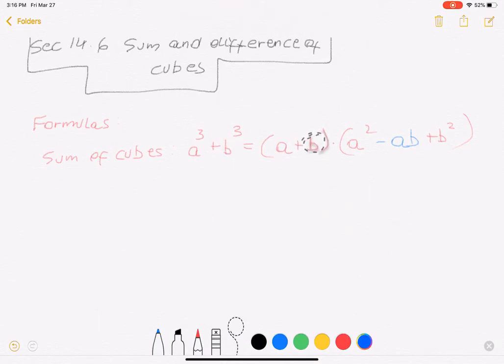However, the last parenthesis you have to be careful. Okay, the middle expression, it's going to have an opposite sign of your original. If you had a plus, in the middle you're going to have a minus. And ab. Okay, so let's just write a little note here.